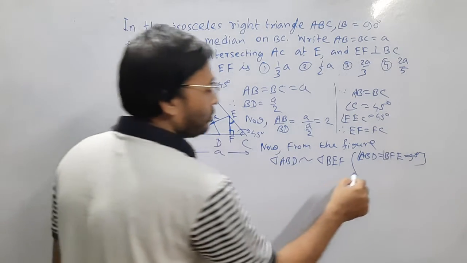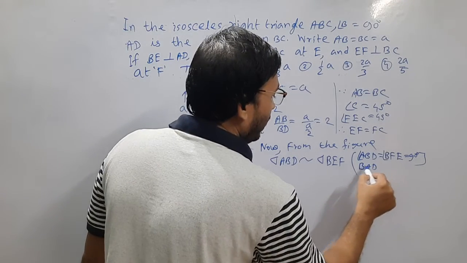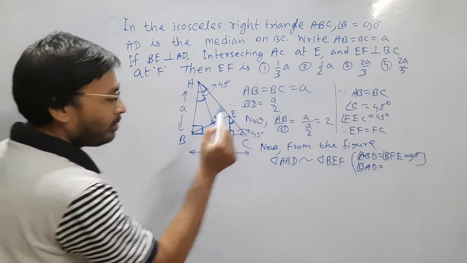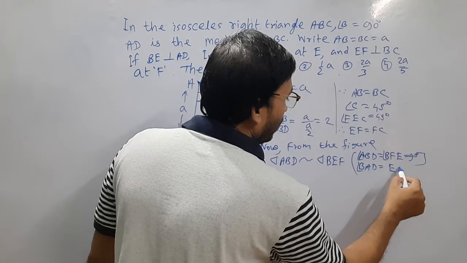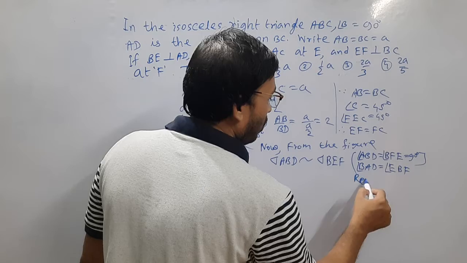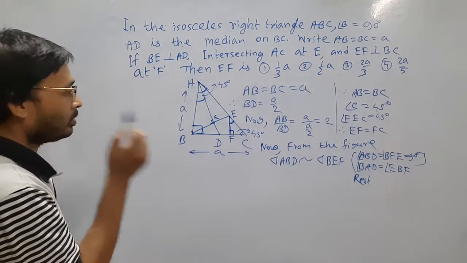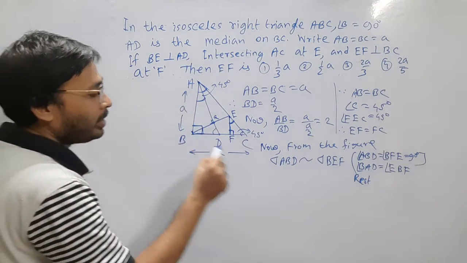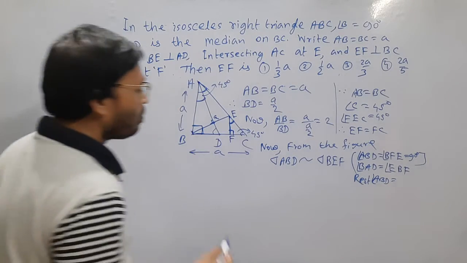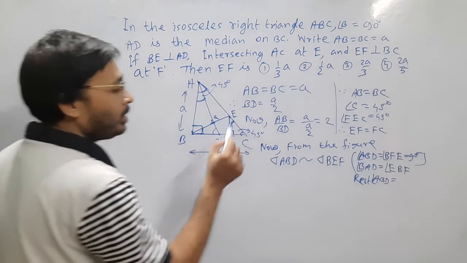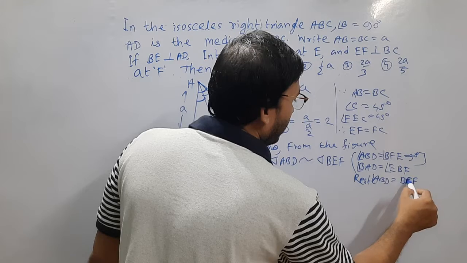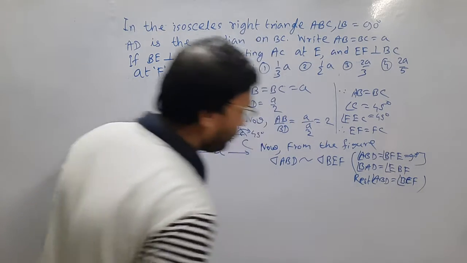And angle BAD is equal to angle EBF. Also the remaining angle, angle ABD, is equal to angle BEF. Okay.